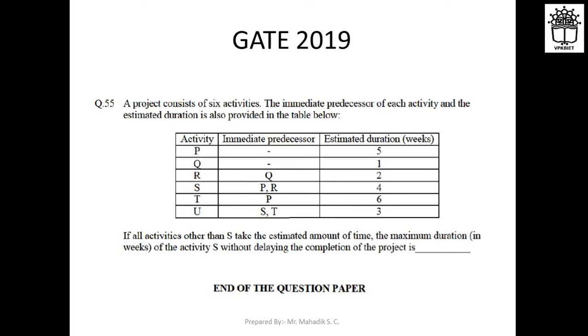If you look at all the previous years' question papers, you'll see these types of questions on CPM and PERT, right? This will carry a weightage of 2 marks, and these are very simple and you can easily find the answers within a short interval of time, and you can take these 2 marks.